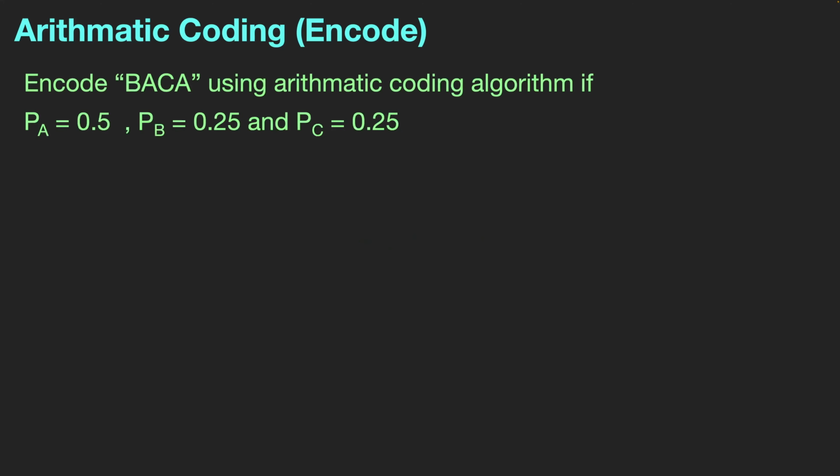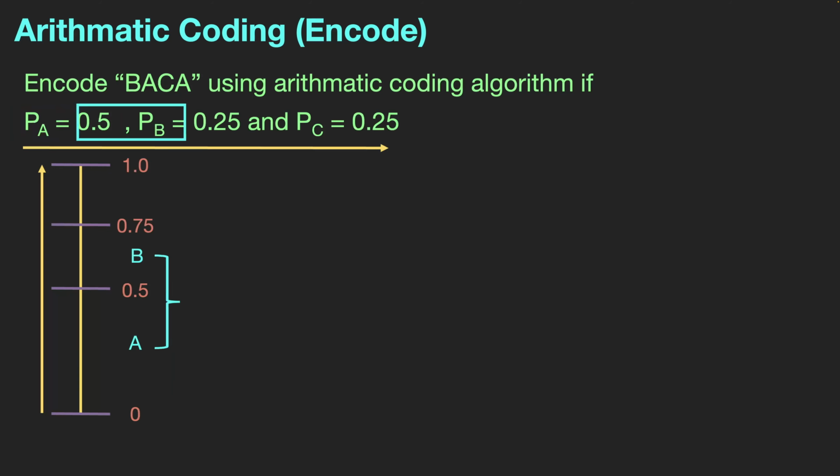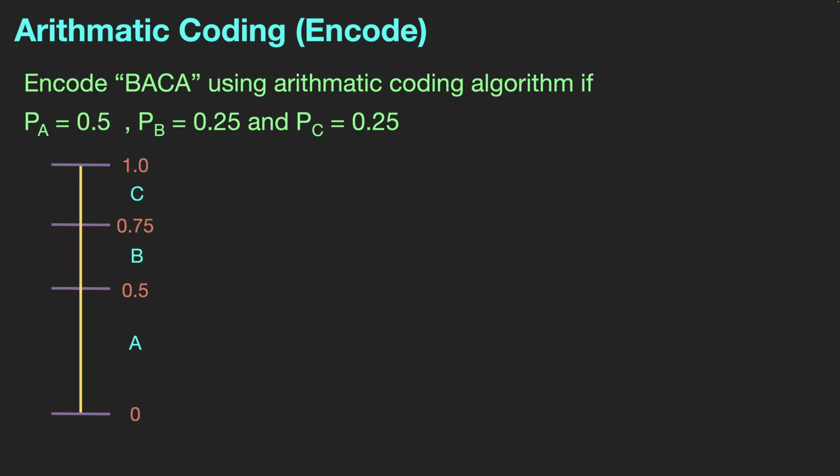We will encode the data string BACA using the arithmetic coding algorithm, where the probability of symbol A is 0.5, the probability of symbol B is 0.25, and that of the symbol C is 0.25. The important thing is that the order of the probabilities must follow A, then B, then C. We need to consider the full probability interval from 0 to 1. Now we will divide this interval with the probability of A, then B, then C.